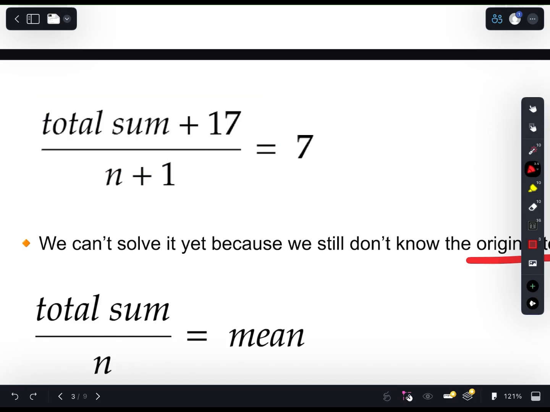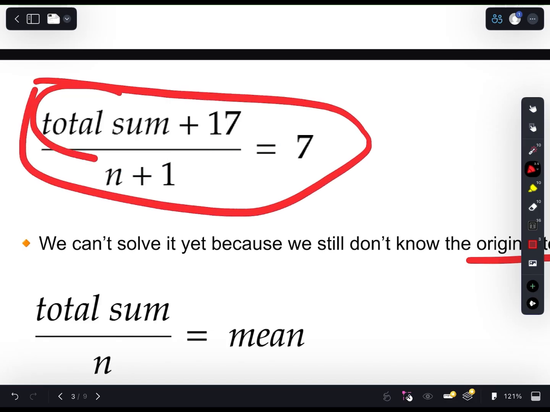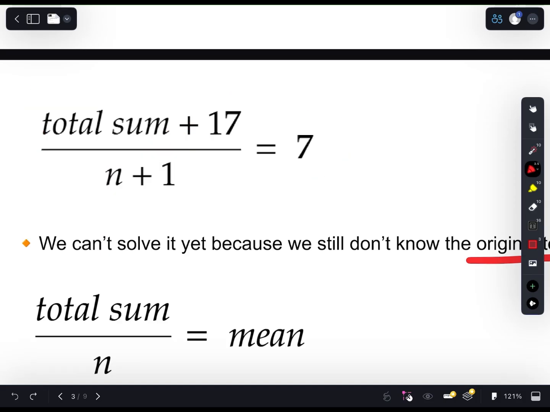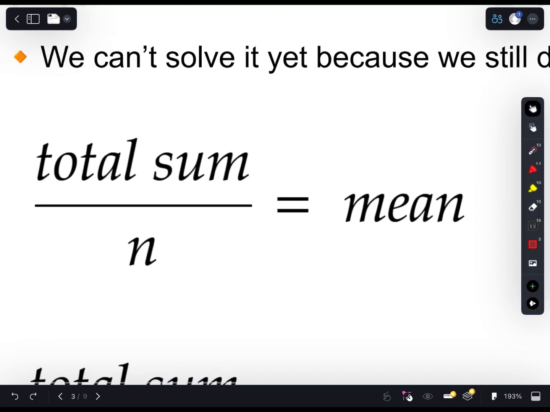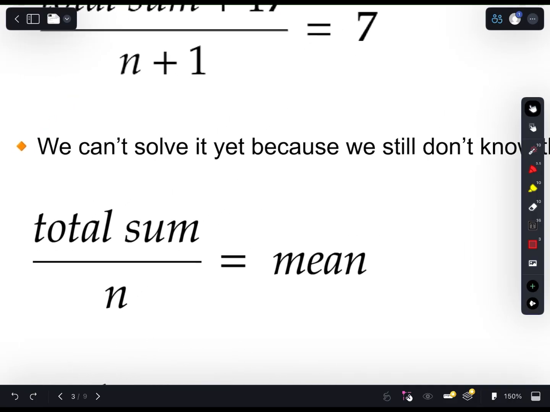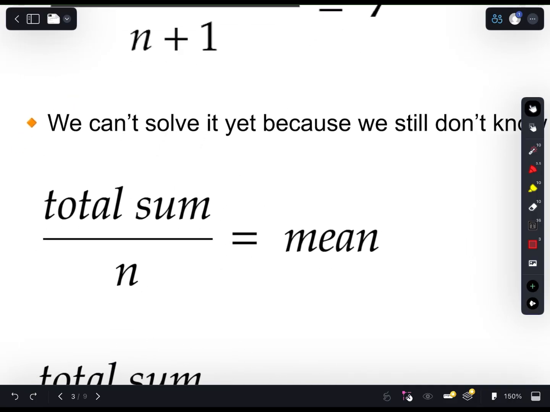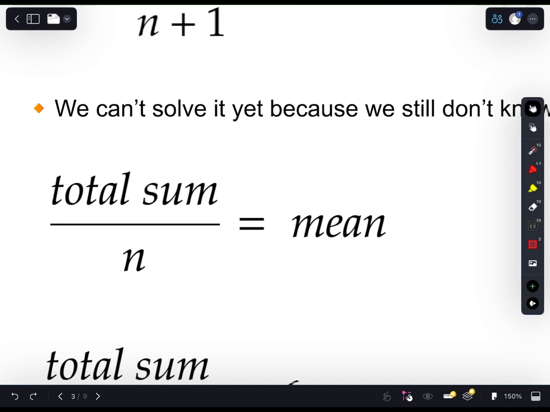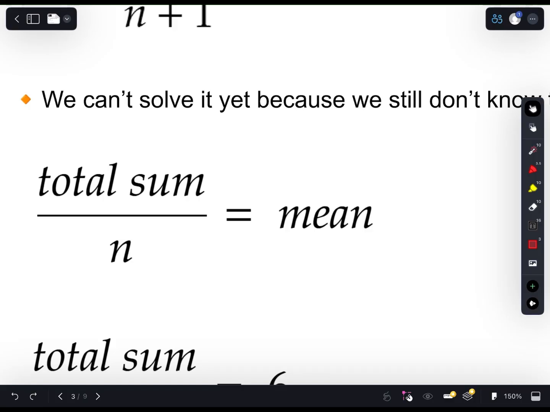We can't solve this equation for n yet because we still have this unknown. We can't have these two different unknowns here. So we have to solve for total sum. How do we do that? Well, we go back to our original situation. We had total sum divided by the amount of numbers equals the mean. Okay, so plug in what you know.